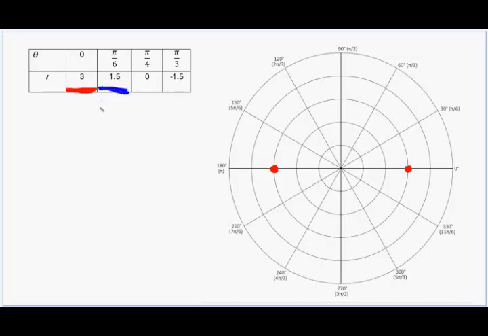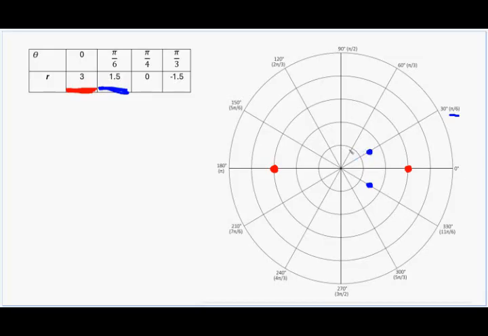Pi over 6, 1.5. Well, here's pi over 6. I'm going to go out from the origin, 1.5. So this is my original point. Now let's do x-axis symmetry. That means we'll go straight down onto the 11 pi over 6 ray at the same point.